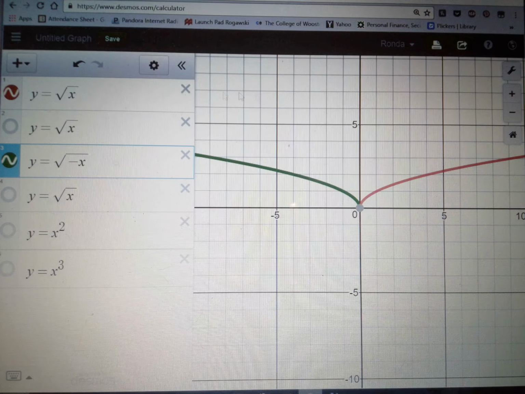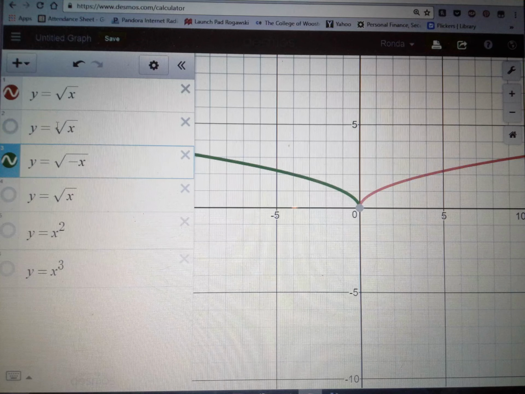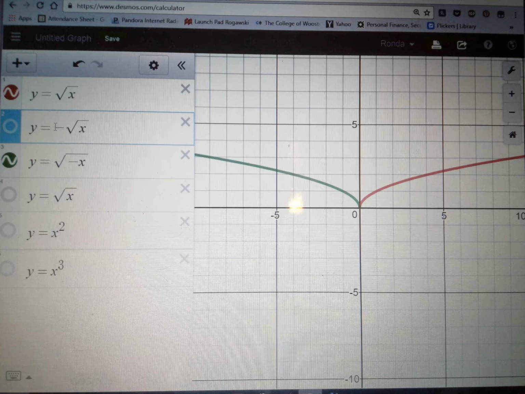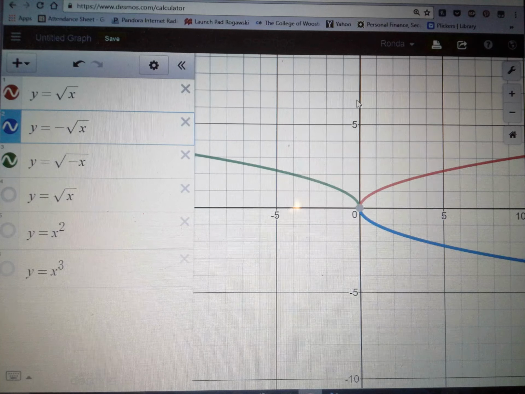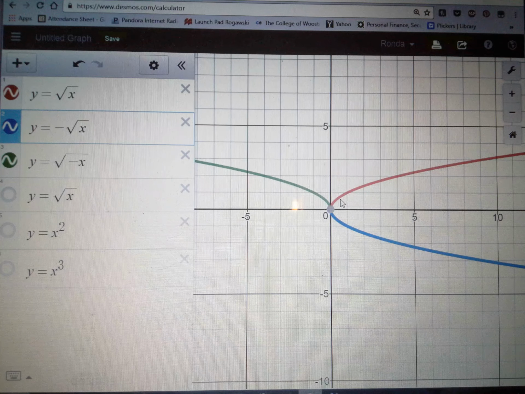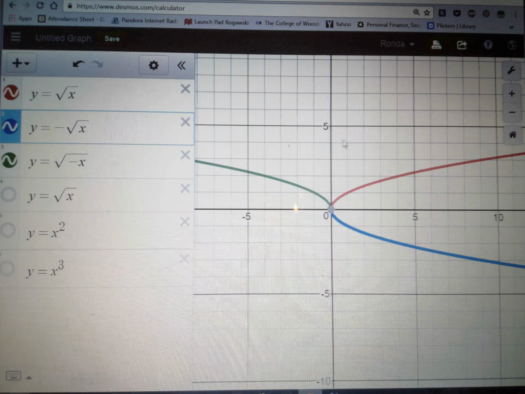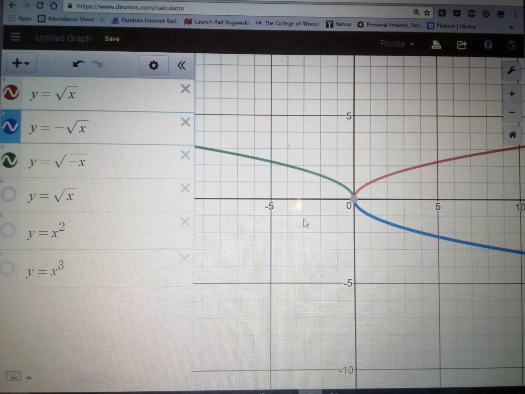All right, so I've got graphs in all 3 quadrants. This is my original square root of x, this is negative the square root of x, and this is the square root of negative x up here. And so how do I get it down here?